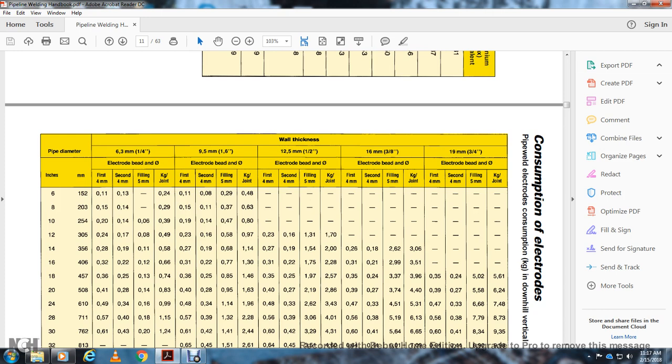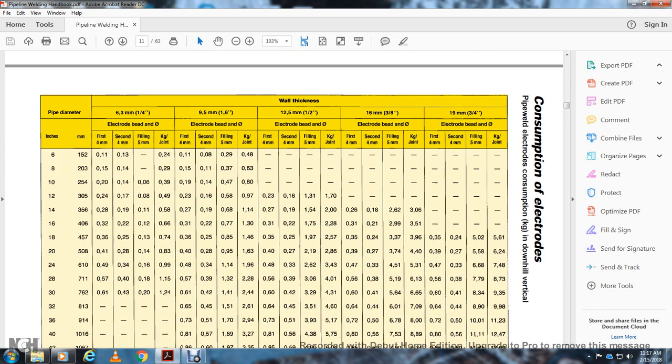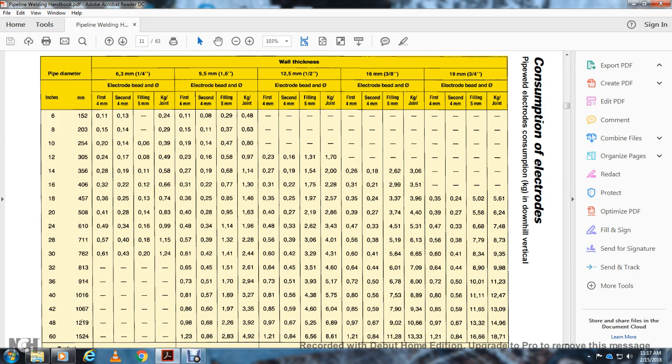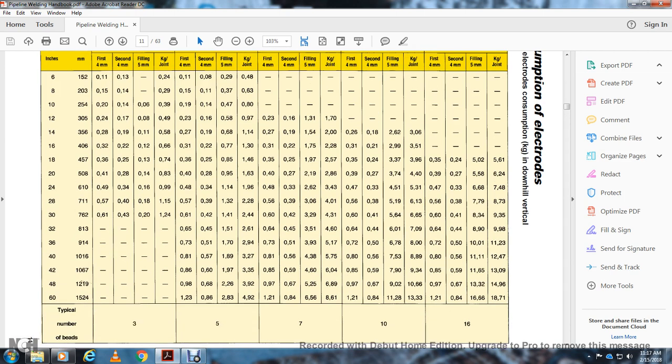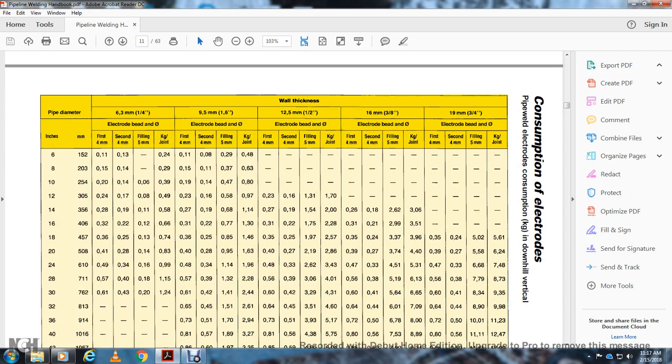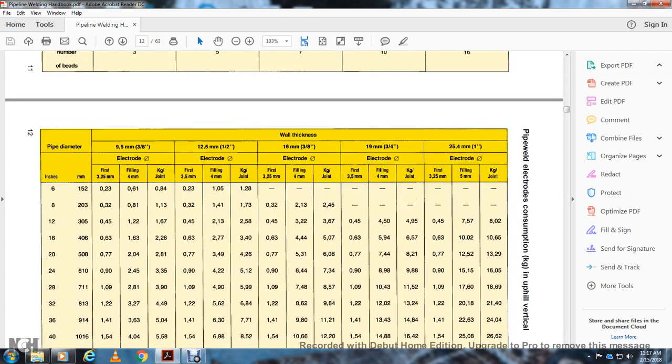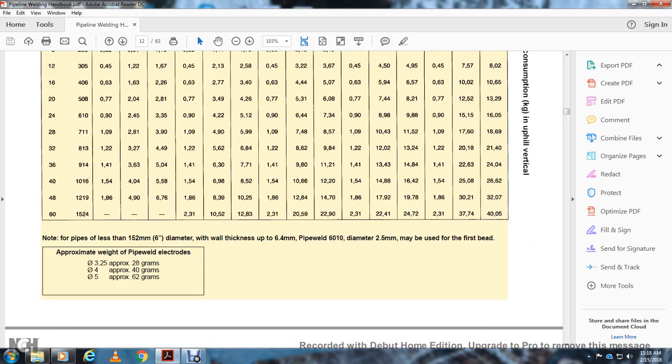And your pipe diameter in inches, 6, 8, 10, 12, 14, 16, 18, 20, 24, 28, 32, 36, 40, 42, 48, 60, type of number. The beads, 2, 5, 3, 5, 7, 10, and 16, and it shows the different wall thicknesses. Same thing with the wall thicknesses continued. Note that for pipes less than 6 inches in diameter, the wall thickness is up to 6.4 millimeters, with a 2.5 millimeter electrode, maybe for the first bead.